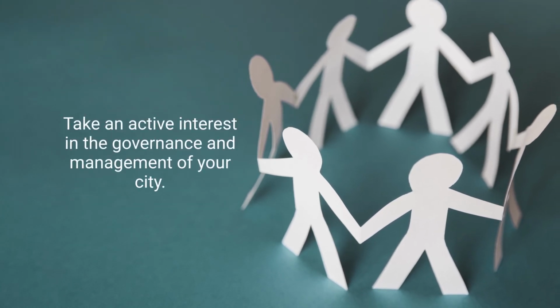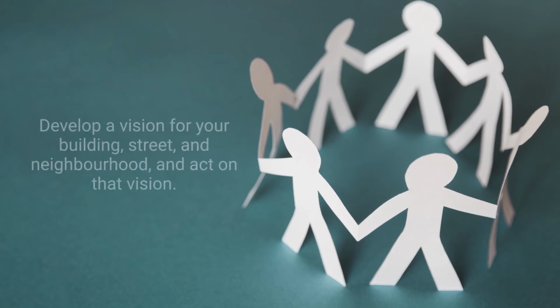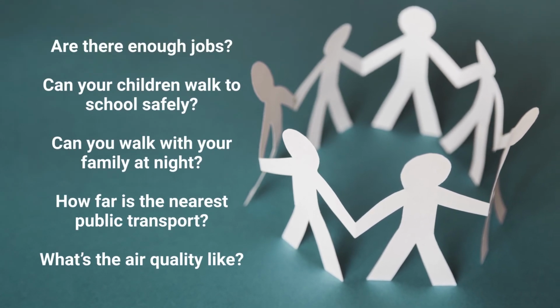So we need to take an active interest in the governance and management of our own city. We need to develop a vision for our building, street, and neighborhood, and we need to act on those visions. The question is: are there enough jobs in our cities? Can your children walk to school safely? Will we be able to walk with our family at night? How far is the nearest public transport? What about environment quality, like air and water? When we create better conditions in our community, it will give a greater and more effective quality of life.